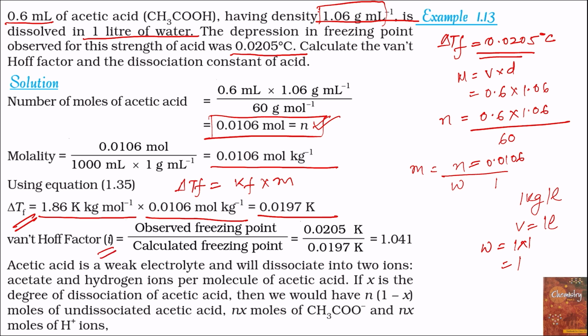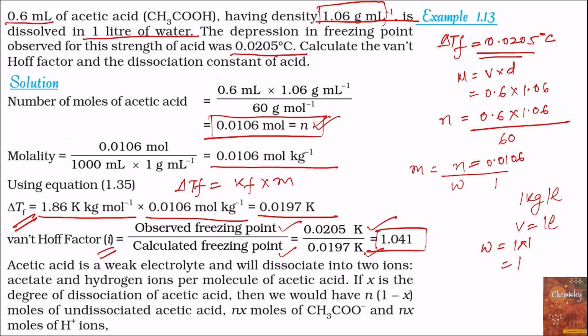Van't Hoff factor is observed freezing point depression divided by calculated freezing point depression, or experimental divided by calculated. Experimental value of freezing point depression is 0.0205 Kelvin, which is given in the question, and calculated value of freezing point depression is 0.0197 Kelvin. So experimental value divided by calculated value is equal to van't Hoff factor, which is equal to 1.041.